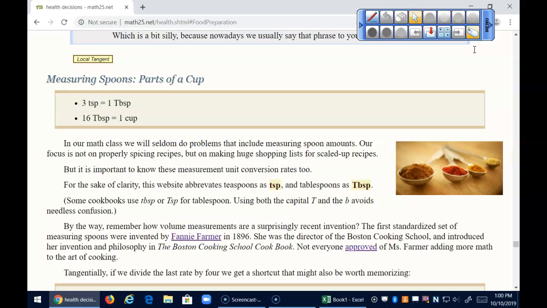Anyway. Measuring spoons, 3 teaspoons is a tablespoon, 16 tablespoons is a cup. Maybe you know that, maybe you don't. Things to put in your notes if you need to.